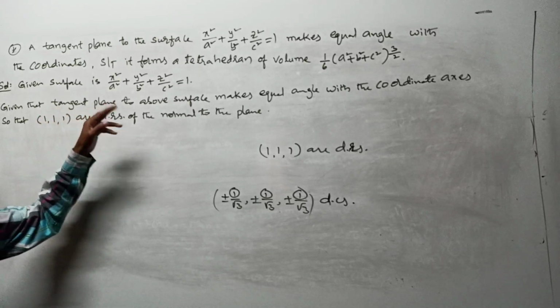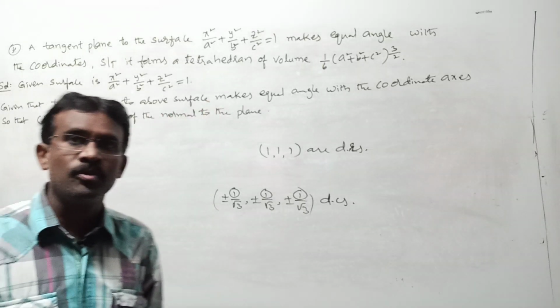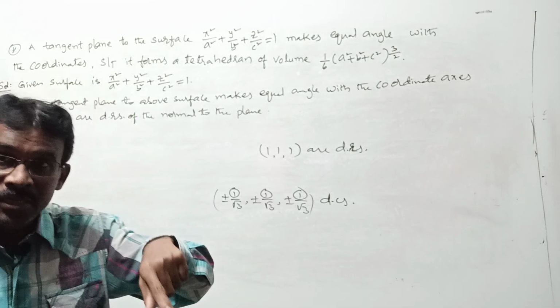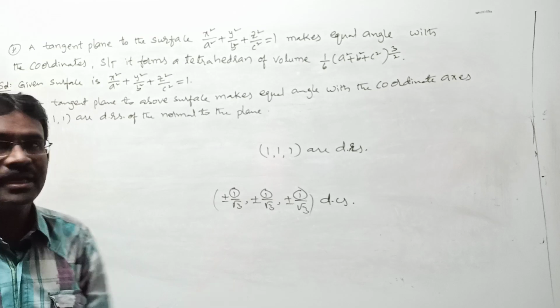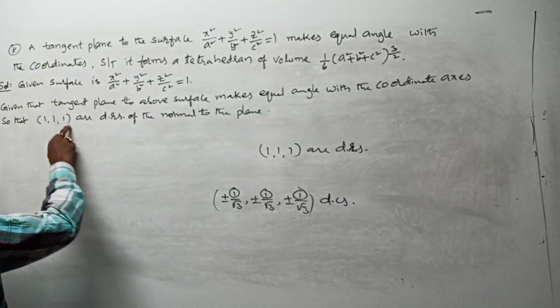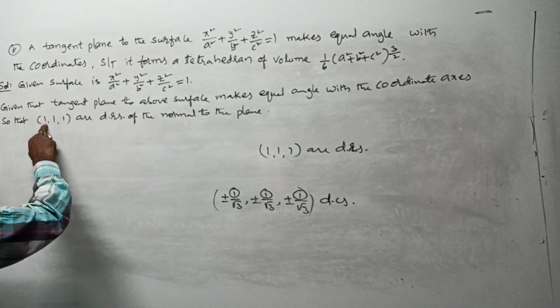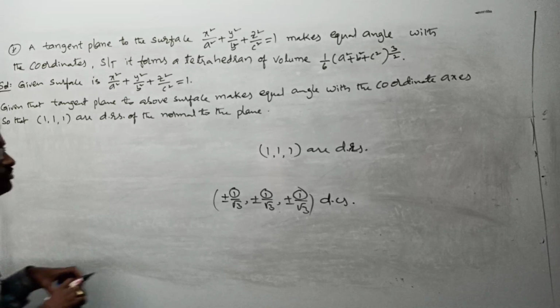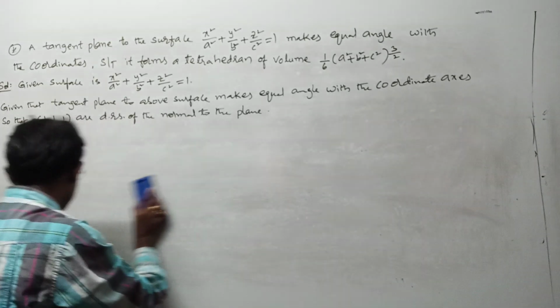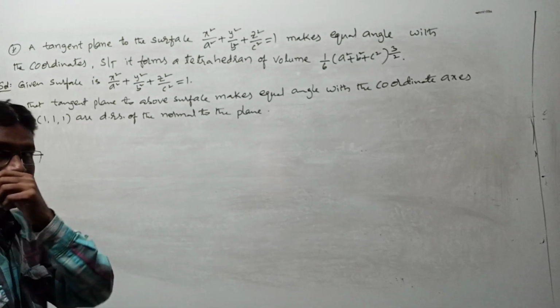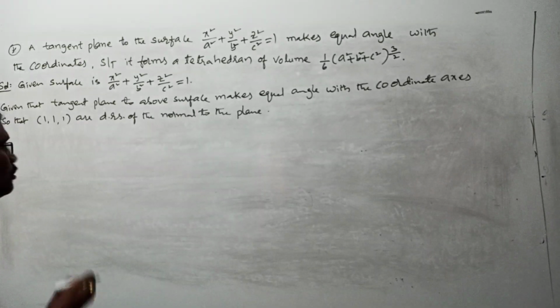This tangent plane is making equal angles with the coordinate axis means what? A line which is perpendicular to the tangent plane should make equal angle with the coordinate axis. That is, the direction ratios of that normal line should be 1, 1, 1. Understood or not? Whenever 1, 1, 1 are direction ratios of the normal to the plane, then is it possible to write the plane equation or not?